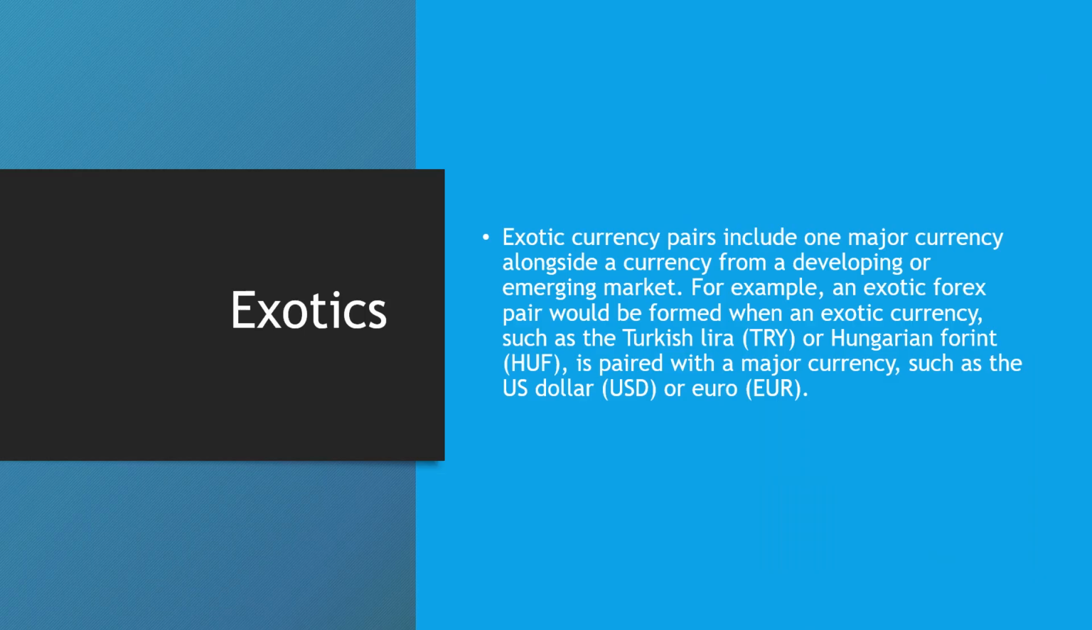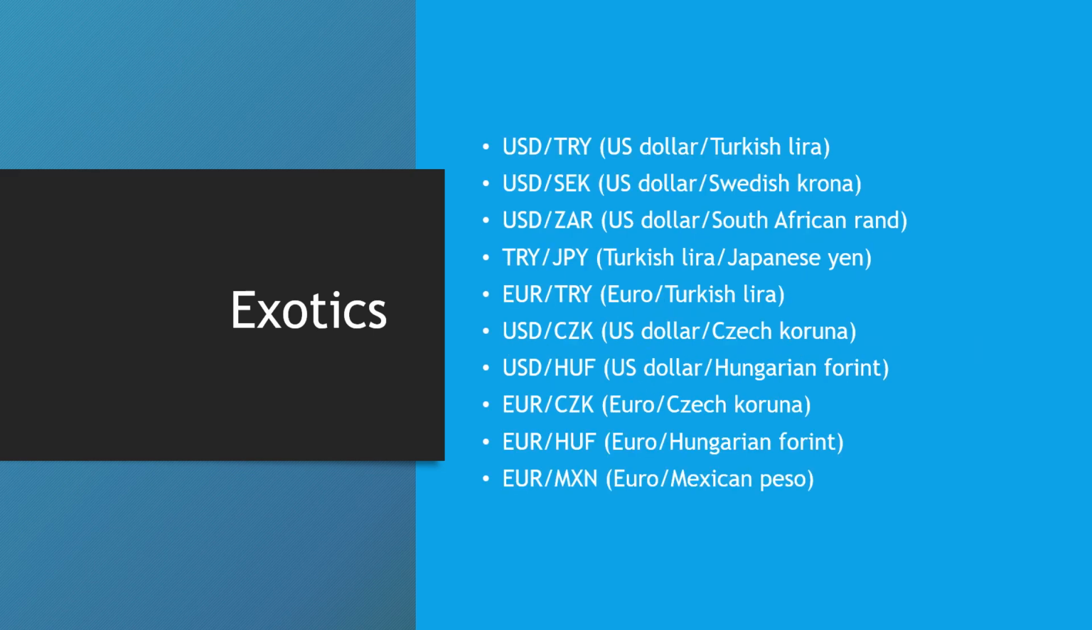Now we go on to what's called exotic. A lot of people hear the word exotic and they just think, oh, they're little tiny countries, or things you don't want to buy, like exotic animals. But they're not. Exotic currency pairs include one major currency alongside a currency from a developing or emerging nation. For example, an exotic forex pair would be formed when an exotic currency such as the Turkish lira or the Hungarian forint is paired with a major currency such as the US dollar or the euro.